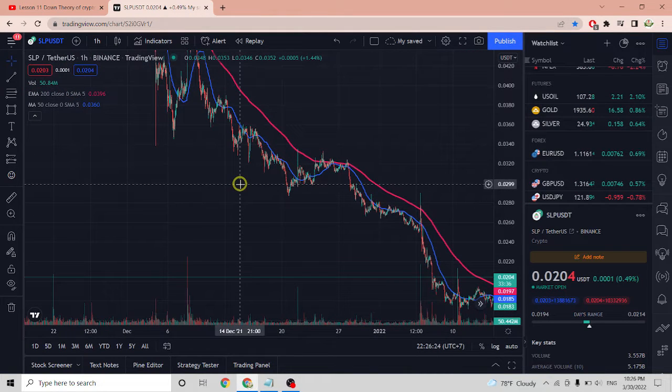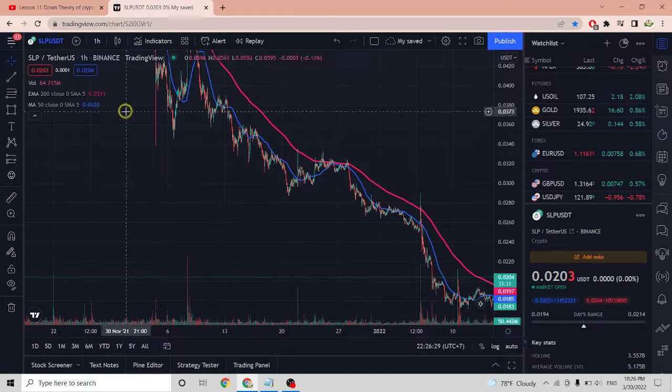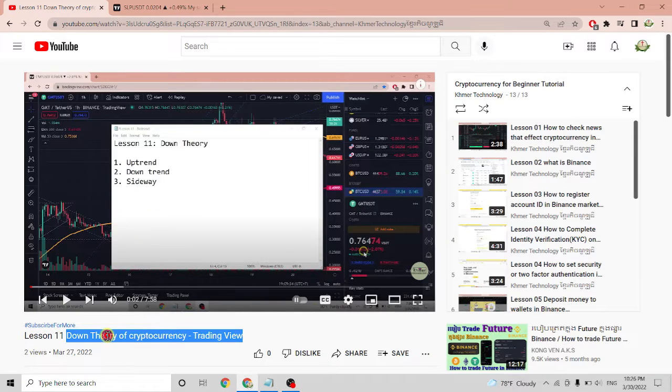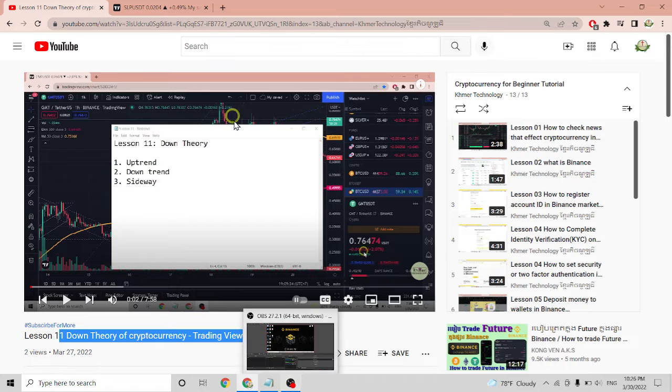So you know before whether the graph is going down or up, and you should study Dow theory and uptrend theory, also sideways. Okay, that's all.